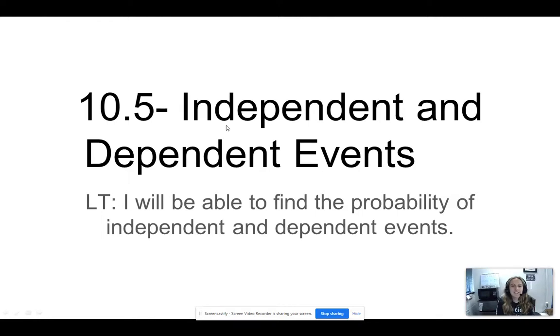All right, so today we're going to talk about 10.5, which is independent and dependent events. So right now, make sure you have your math composition notebook out and you are taking notes on everything we are doing. So first, the learning target is going to be, I will be able to find the probability of independent and dependent events. Once you have that written down, we will move on.